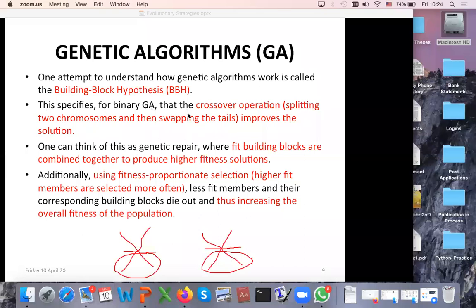And you can see this point here. So you can take two chromosomes, you can cut those chromosomes from the middle, and then you can swap their tails together. And this is called the crossover operation for the genetic algorithm.